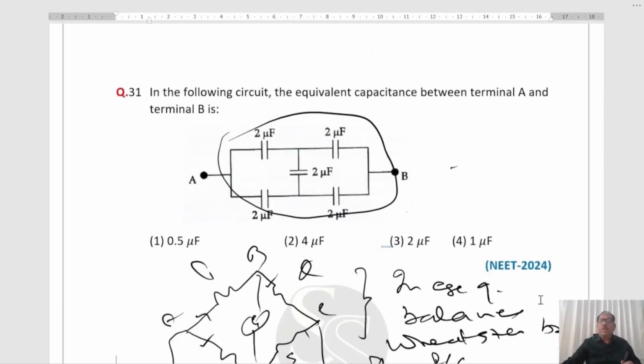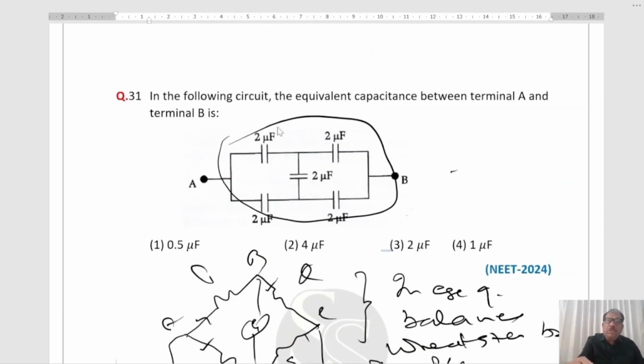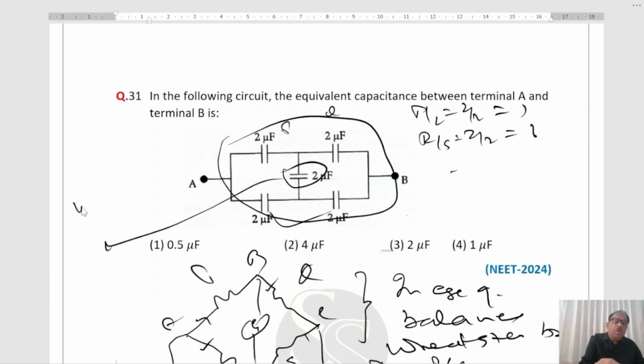Now in this case, this is balanced, this is P, this is Q. P by Q, 2 by 2, 1. R by S, 2 by 2, that is 1. So this branch will not be considered. So in this case, this combination will be series, this combination will be series, 2 series 2, parallel 2 series 2.